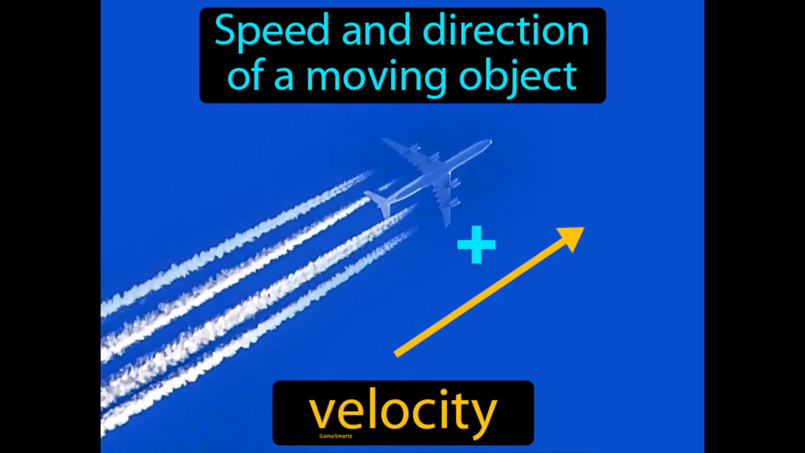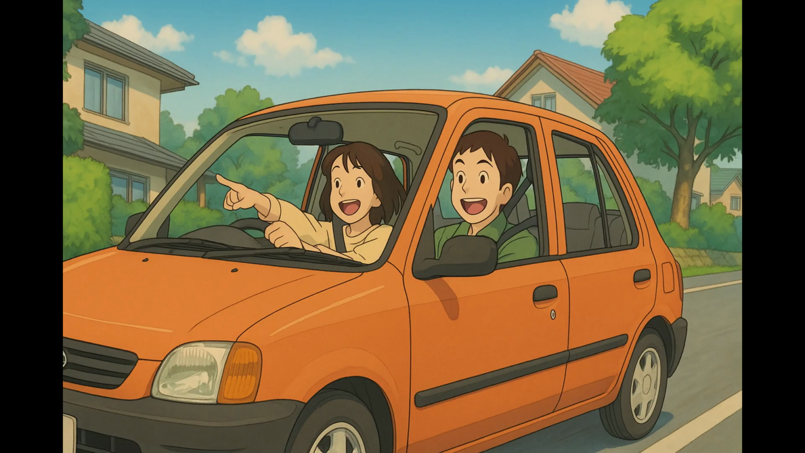Speed and direction of a moving object. Velocity. Velocity is how fast an object is moving and in which direction. Imagine trying to reach a friend's house in an unfamiliar neighborhood without a GPS. Just like you need both speed and the correct direction to arrive at your friend's house efficiently, velocity provides both the speed and direction needed for a moving object to reach a destination.